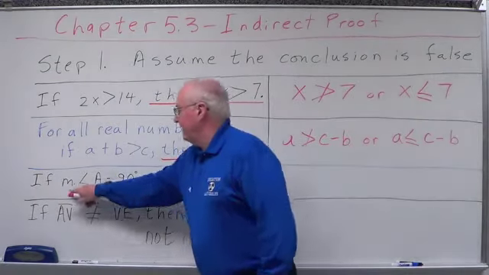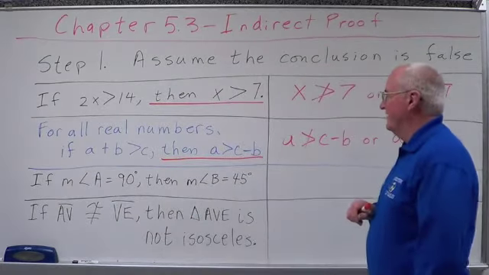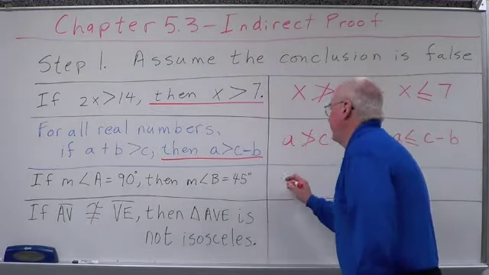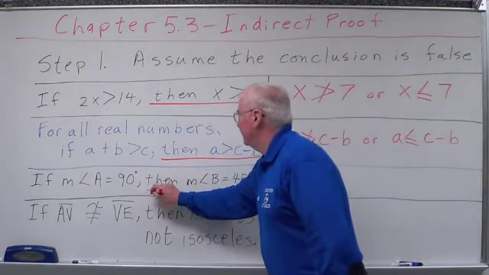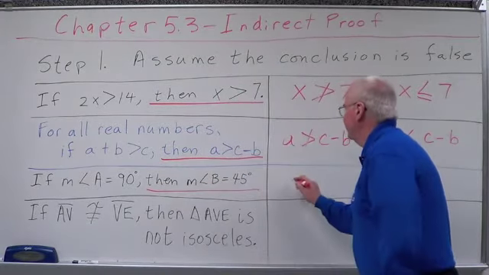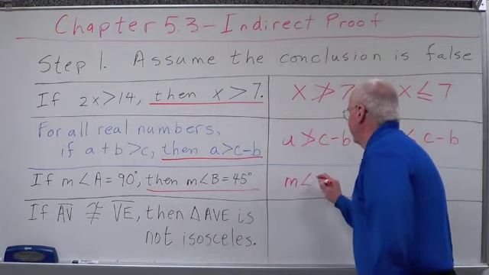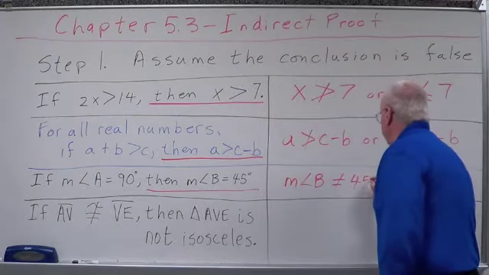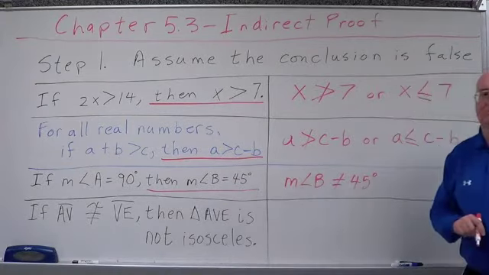We've got another one. If the measure of angle A is 90 degrees, then the measure of angle B equals 45. How would we do that? This is the conclusion. So we would say the measure of angle B is not equal to 45 degrees.